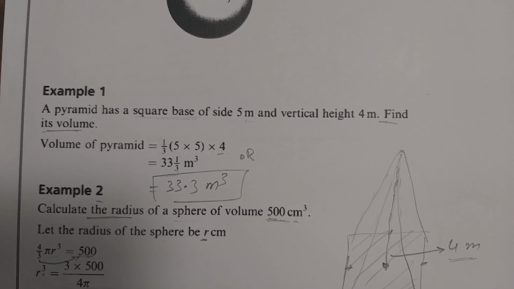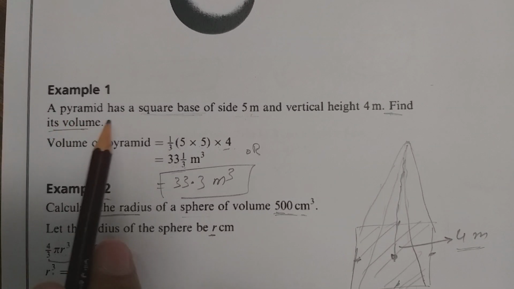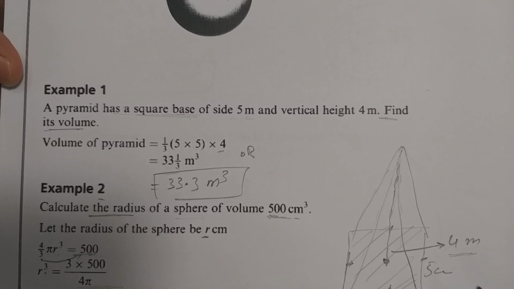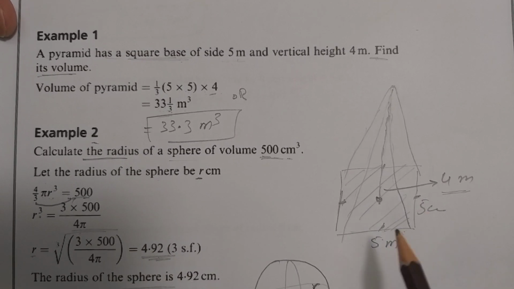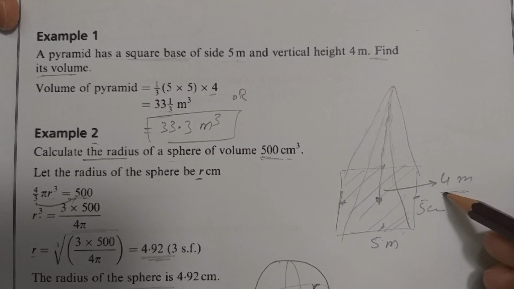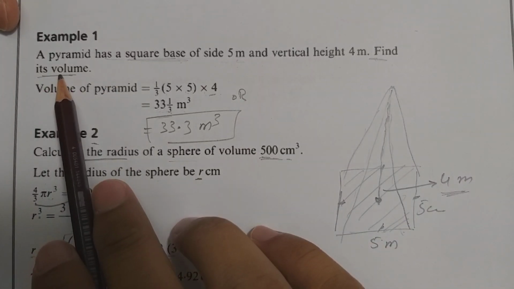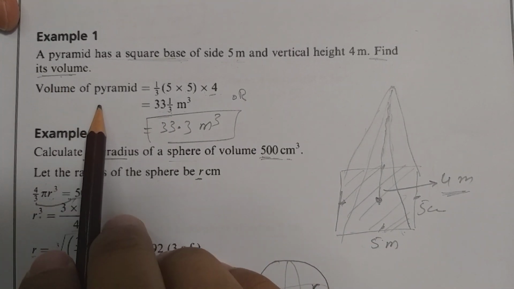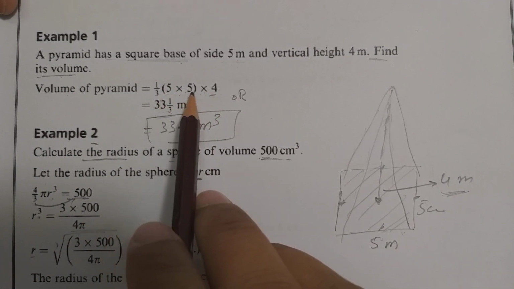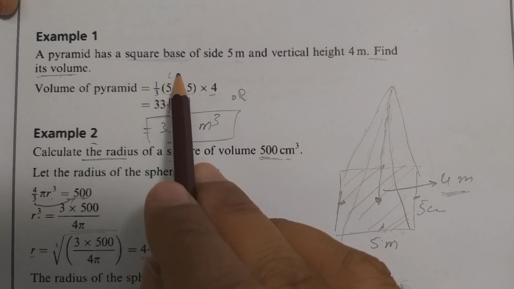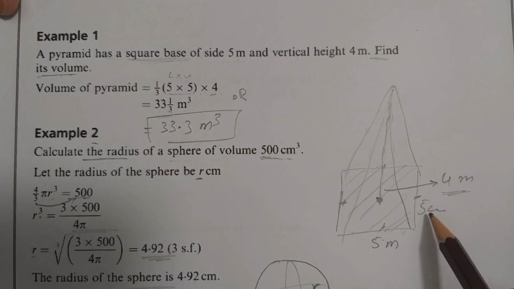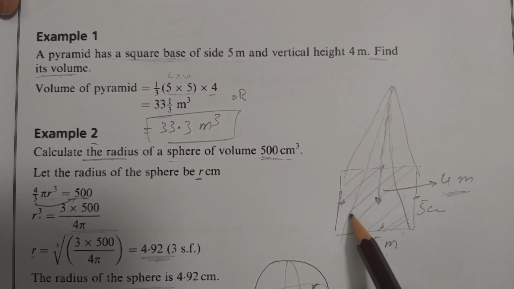Here we are given one example. In this example, he said that a pyramid has a square base, so this is a square base, and this side is also 5 meters. This is the pyramid with a square base of side 5 meters and vertical height of 4 meters. So this is the vertical height of the pyramid, which is 4 meters. Find its volume. We know the formula for the volume of the pyramid is 1/3 of base area times the height. The base area is side squared, or length times width, whichever you say. Because it's a square, as mentioned in the question, side times side are the same. So this is the area of the base, and this is the vertical height.